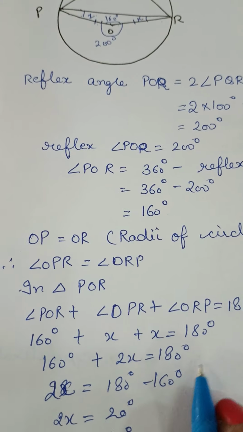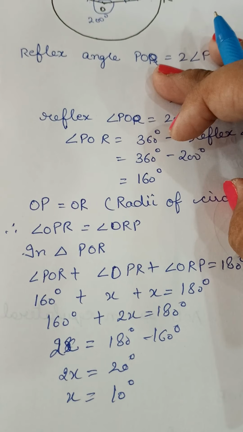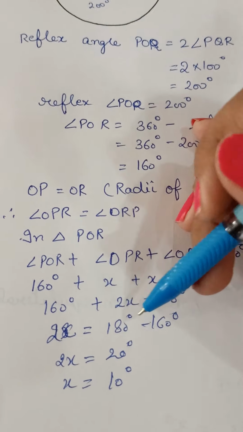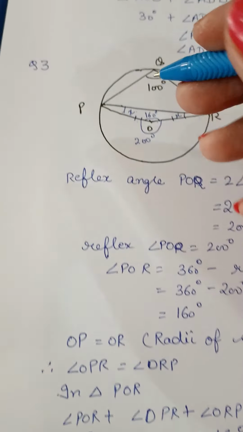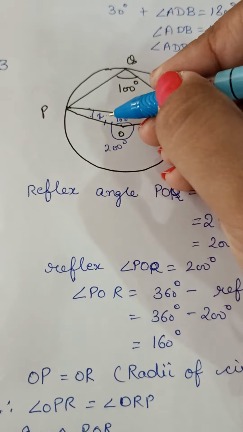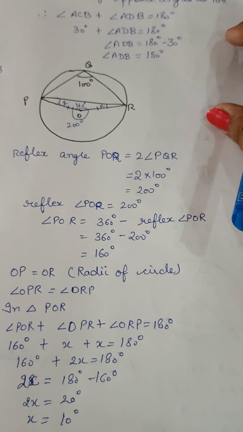So 160 will go on that side, it will be subtracted. X plus X is 2X. So 2X will be equal to 180 minus 160, that is 20. X will be 20 divided by 2, that is 10 degrees. So the value of angle OPR will be 10 degrees. So with this, our question number 3 is also finished.